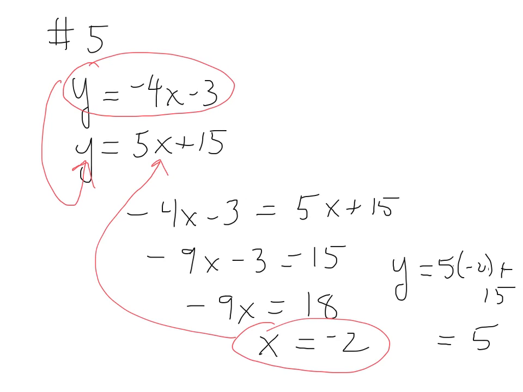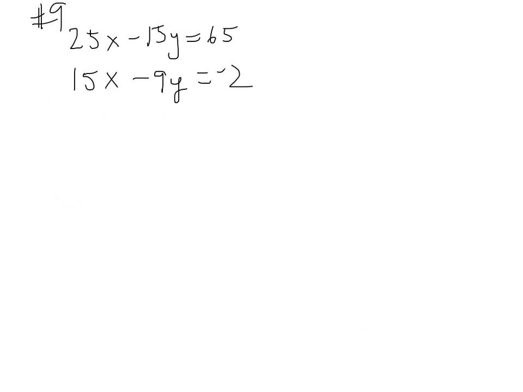That's 5. So there's my answer: x equals negative 2, y equals 5. The next question you asked me, this one we want to solve, and we're solving by the elimination process.